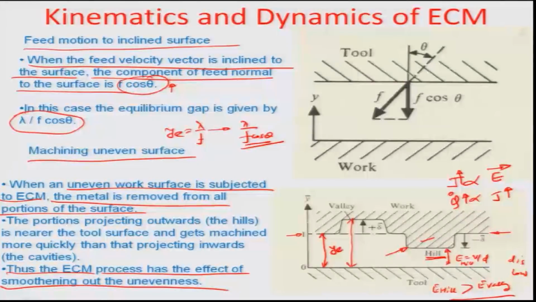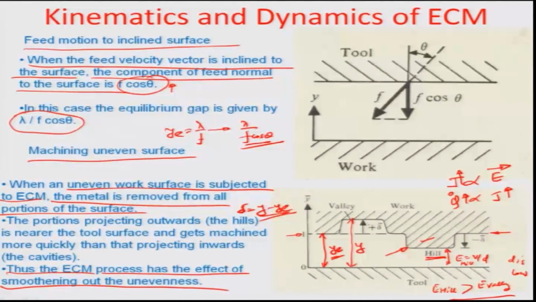In this particular case, the unevenness, plus delta, in so far as a valley is concerned, would be given by the actual y, which is the distance of the valley from the tool surface, minus the equilibrium gap ye. That is how you can record the difference delta, as y minus ye, signifying that this is over and above the equilibrium gap because of the unevenness which is present on the workpiece surface.